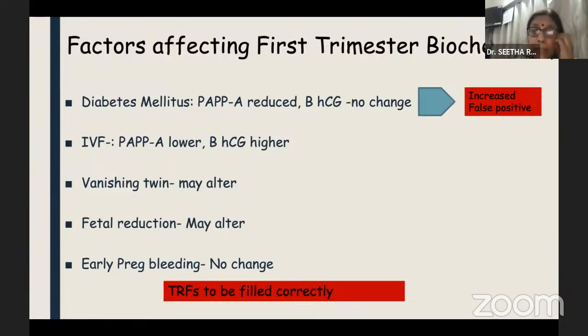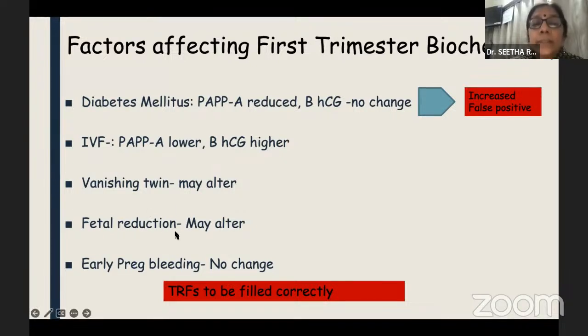But we must remember when we're looking at these biochemical markers, there are certain maternal conditions, certain other conditions that are happening which can alter these biochemical markers. So it's important to write all this on the form, because with diabetes mellitus, the PAPA reduces, and that can increase your false positive. IVF pregnancy itself can lower the PAPA. If there is a vanishing twin, it is very, very important not to use these biochemical markers for aneuploidy, because the vanished twin, which has an altered marker, will skew your test and will give you a false positive.